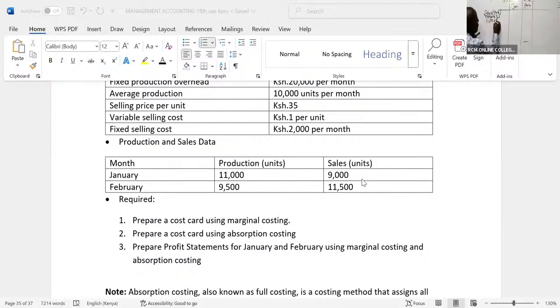11,500 times, there is nowhere they are telling us that the selling price will be changing. But if I were to be an examiner, I'm a very rough examiner, I'll tell you that the selling price in February will go up by 10%. Just to confuse you.